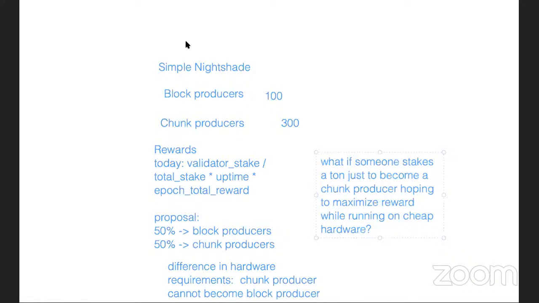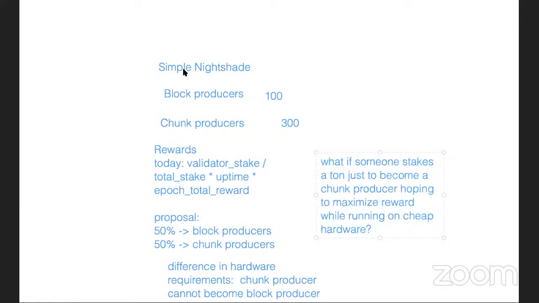I didn't. Well, my question is also here. Right now we need to have some kind of protection. What if someone becomes a chunk producer and his hardware doesn't work at all, or he does something malicious? The behavior should be similar to the situation where he runs on cheap hardware and cannot keep up with being a chunk producer, right?